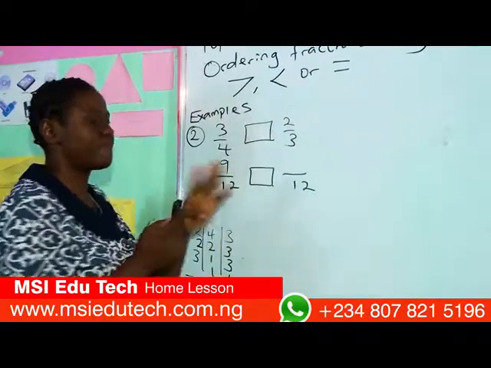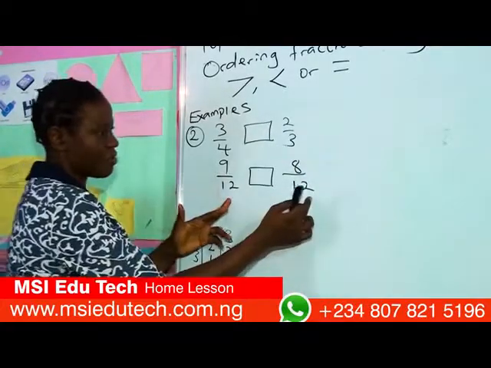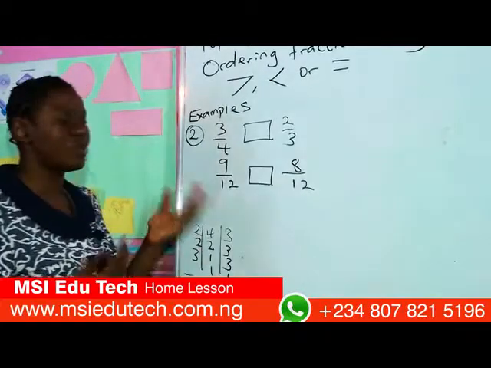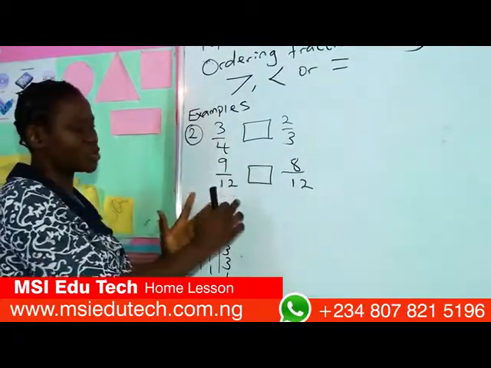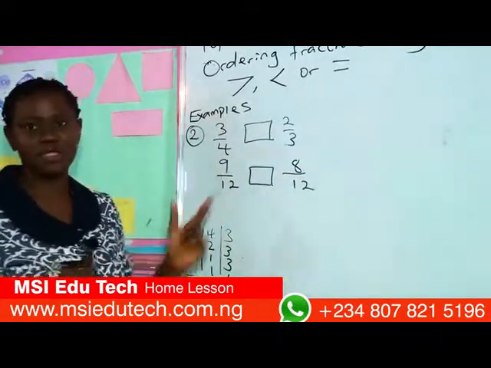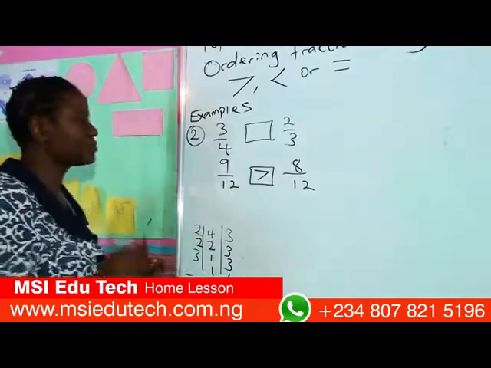4 times 2 is 8. We have a basis for comparison. 9 over 12, 8 over 12. Which is greater? For that reason, 9 over 12 will be greater than 8 over 12.